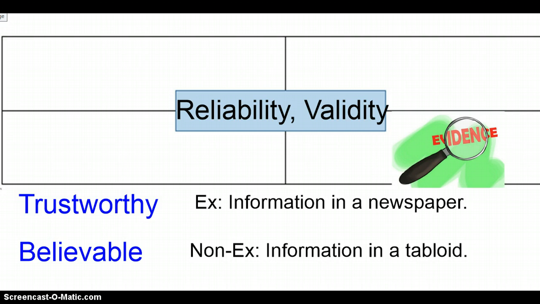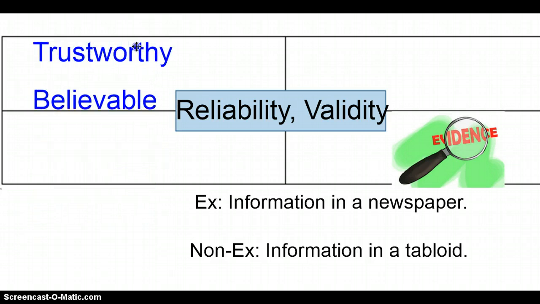Our focus this week is something called reliability and validity. So you'll have in front of you a Frayer model. I want you to first write those 2 words in the center, reliability and validity. To start off with the definition, these 2 words mean trustworthy and believable. So as readers, we always want to look for information that has reliability and validity because we know we can believe that information.